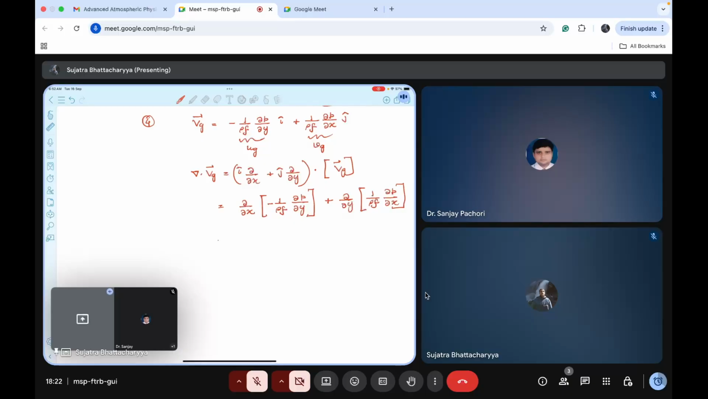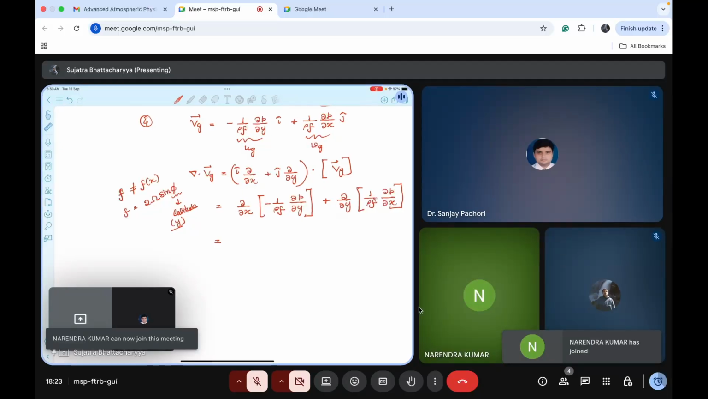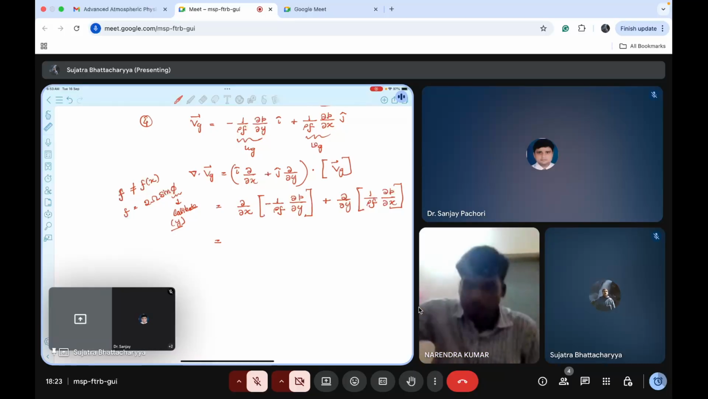All right. Now, see, this Coriolis parameter f is not a function of x, right? Because f is equal to 2 omega sine phi, where phi is the latitude. And latitude variation happens in the y direction, not in the x direction or z direction. Therefore f is a function of y, not x.